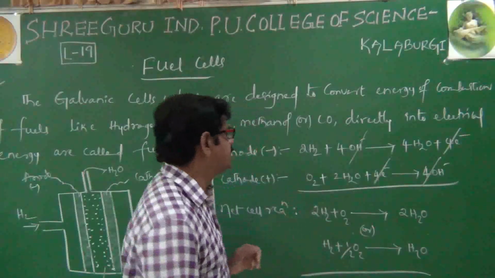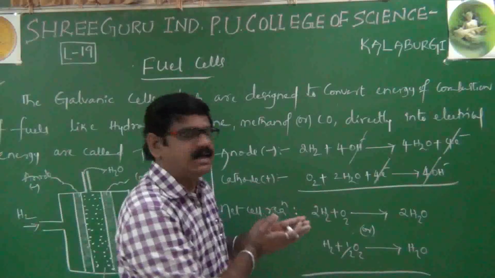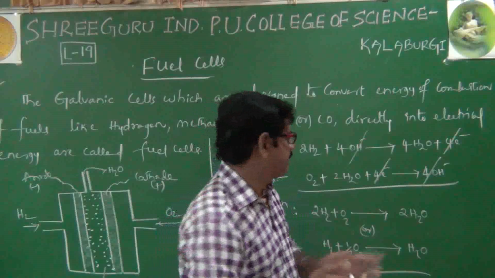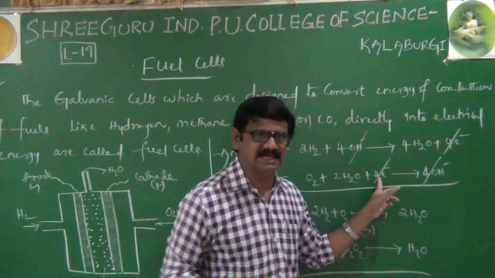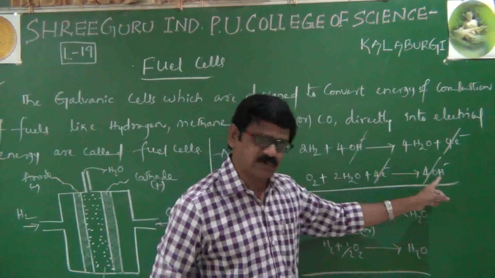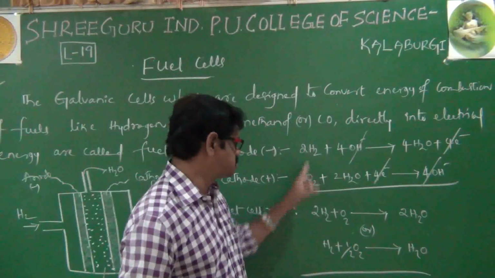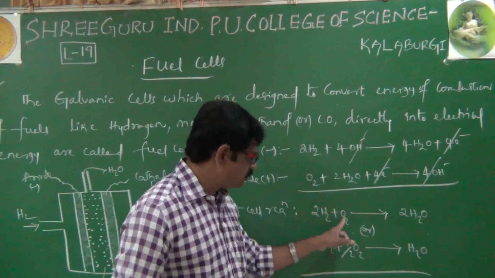Right. Now, we are adding both. When we are adding both the reactions, electrons we have to cancel first. The 4 electrons are cancelled. Along with that, the 4 OH minus are also cancelled. The remaining things are 2H2 plus O2.